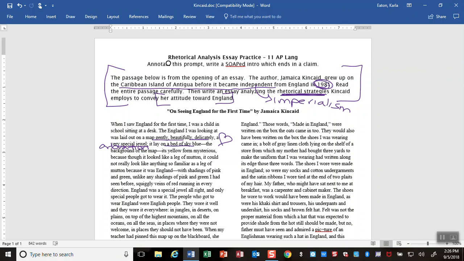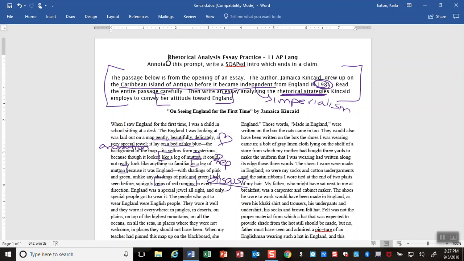Before the sentence is done, she says, "the background on the map, it's yellow for mysterious, because though it looked like a leg of mutton, it could not really look anything so familiar as a leg of mutton." Wow, we've got that repeated. "Because it was England, with shadings of pink and green, unlike any shadings of pink and green I had seen before. Squiggly veins of red, running in every direction." Okay, so I have underlined all of the things that are beautiful, and then immediately after that, I have a leg of mutton repeated twice, and squiggly veins of red. And the alarm bells should be going off in your head, and you should say, I cannot buy into a tone of adoration. This is a tone of disgust.